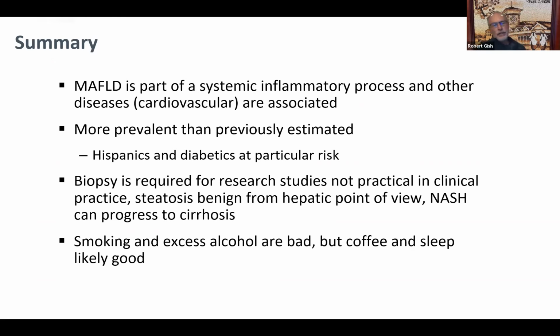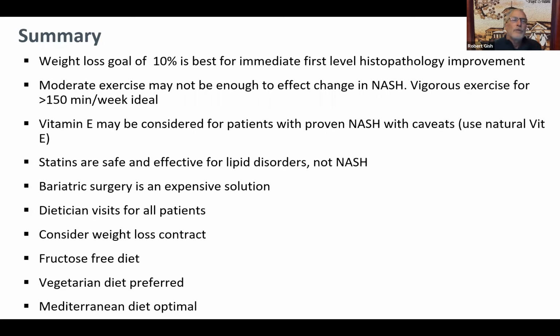So MAFLD is a systemic inflammatory syndrome that drives cardiovascular disease, stroke, heart attack, kidney dysfunction, orthopedic issues, and needs to be fully assessed in all of your patients. 10% weight loss goal for the first intermediate step. Exercise at least 3 hours per week with a heart rate over 100 per minute. Statins are great to control lipids.